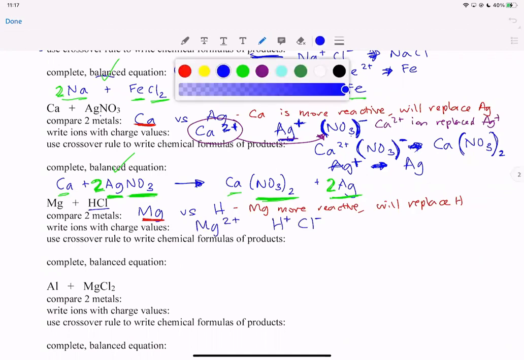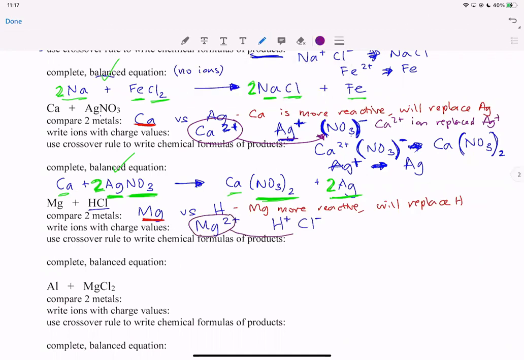So what happens is that this magnesium takes the spot of the hydrogen. And so you have a new ionic compound. So this, you want to write the ions next to each other, Mg2+ and Cl-. Using the crossover rule, you would find the new chemical formula is MgCl2.